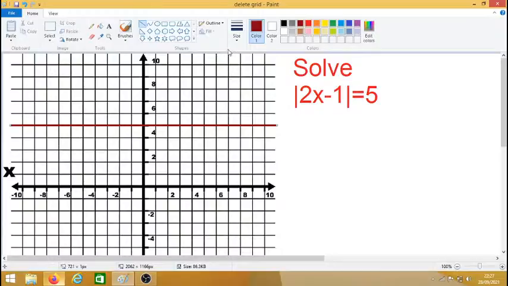So let's begin with 2x minus 1. Can you tell me anything about where this is going to cross the y-axis, the original graph of 2x minus 1? How steep it's going to be for every one square across? How many squares does it go up?